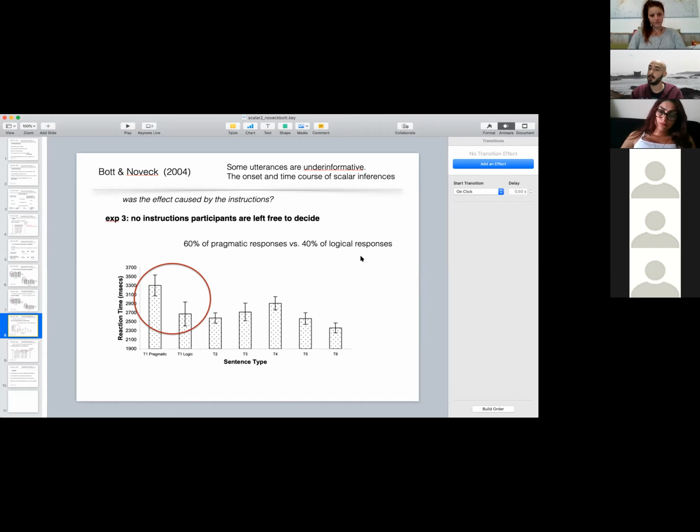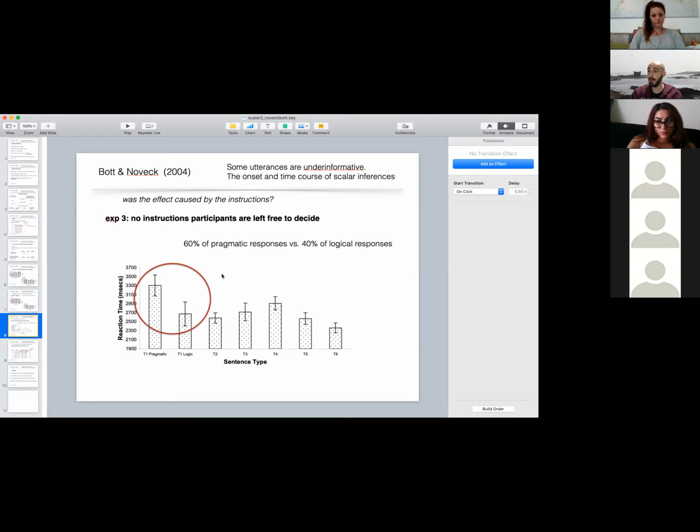So the Gricean predicts that you are going to do more work, that you're going to spend more effort when you provide a logical response. Whereas the relevantist would say that you are going to do more effort when you actually derive the implicature. When you answer logically, you don't do nothing. You just stick to the logical meaning of the sentence, right?